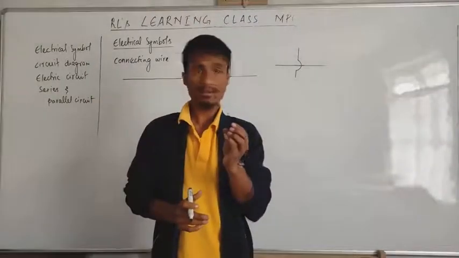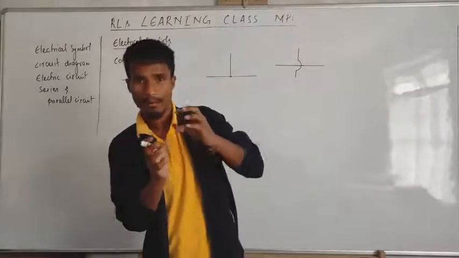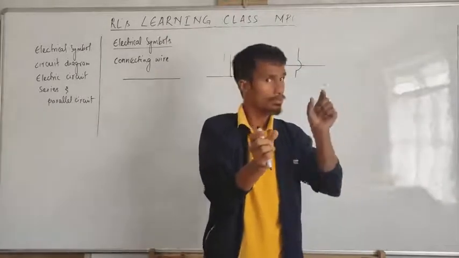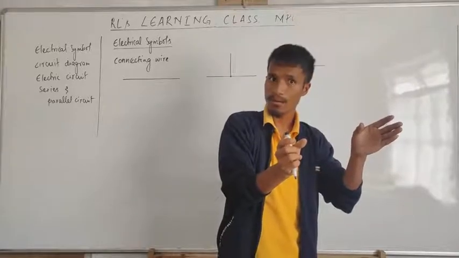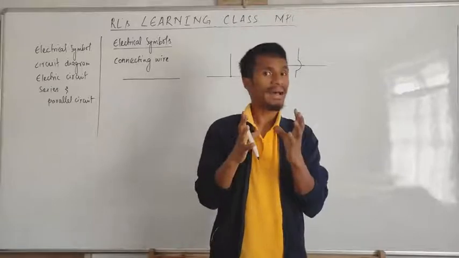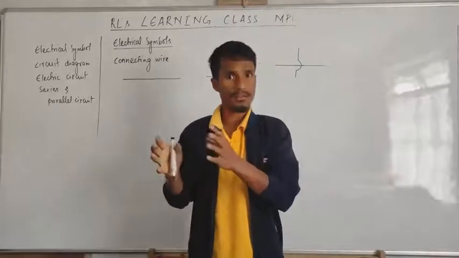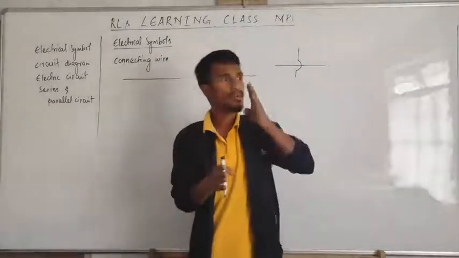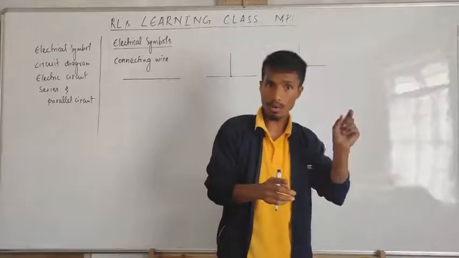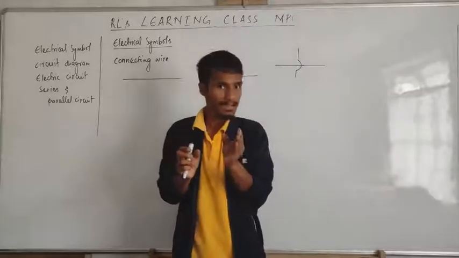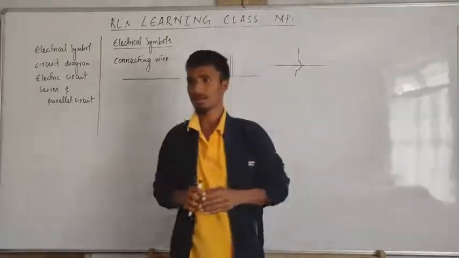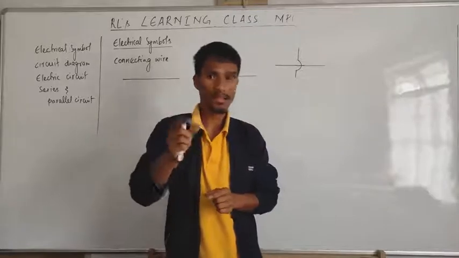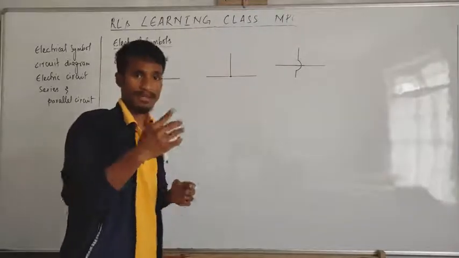Then for cell, please don't confuse what is a cell and what is a battery. A cell is a device which converts chemical energy into electrical energy. A cell is a source of energy. But a battery is a combination of two or more cells. Battery and cell are the same, but cell is singular and battery is plural. Cell means only one, but battery means more than one.